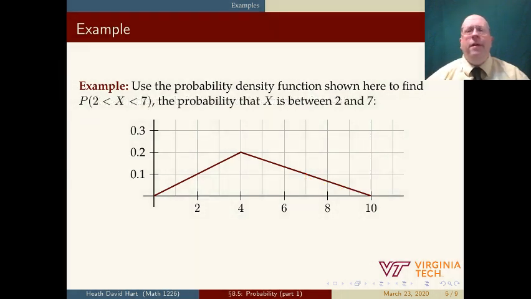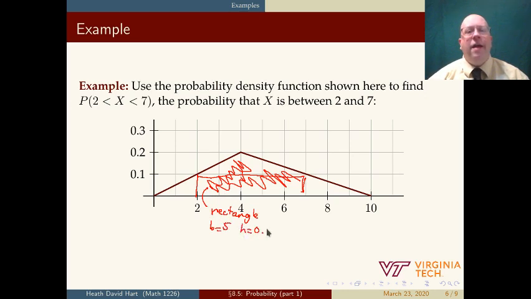Use the same probability density function to find the probability that x is between 2 and 7. So we want to find the area here. And I would do this in two parts. The area down here is a rectangle. The base goes from 2 to 7, so the base is 5, and the height is 0.1. And so the area of the rectangle. And then let's look at the triangle above it.